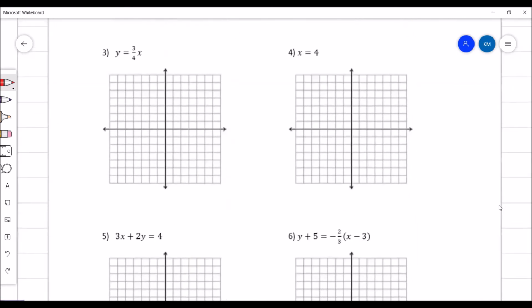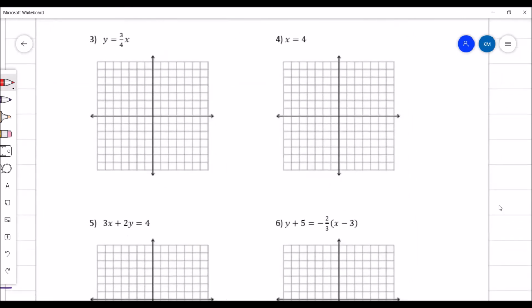Number 3 is also in slope-intercept form, and that's because y is by itself. You'll notice that it doesn't have a plus anything or a minus anything, but that is because it's plus 0. And so our y-intercept is 0, or at the origin, and our slope tells us to go up 3, 1, 2, 3, and over 4, 1, 2, 3, 4. We could go down 3, 1, 2, 3, and to the left, 1, 2, 3, 4.